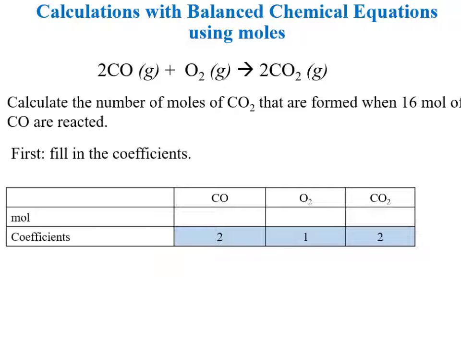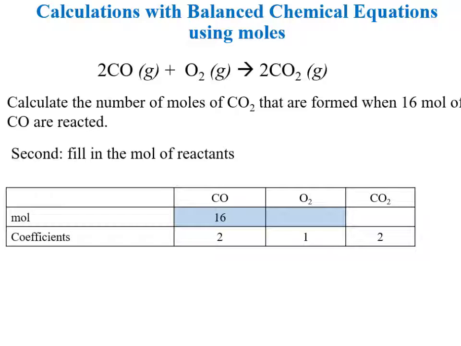Let's assume that we want to determine, when 16 moles of carbon monoxide are reacted, how many moles of carbon dioxide can be produced and how many moles of oxygen are needed. In this case, we will place the moles of carbon monoxide, 16, in the first row, in correspondence with the moles.